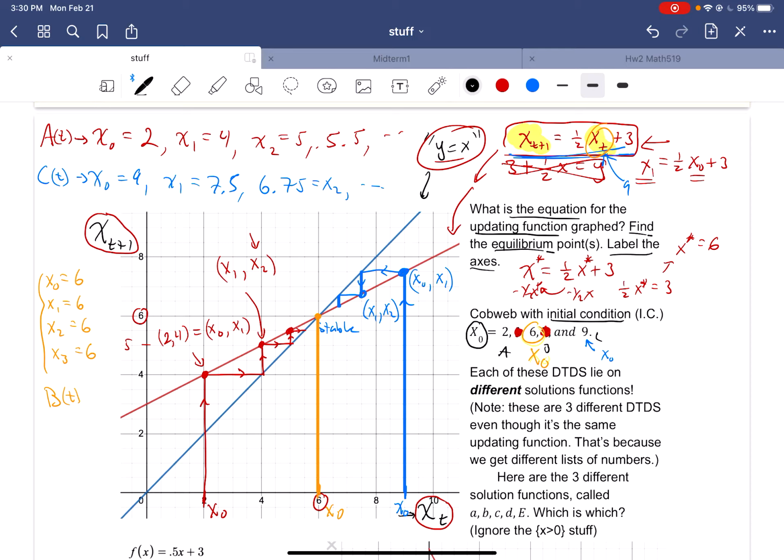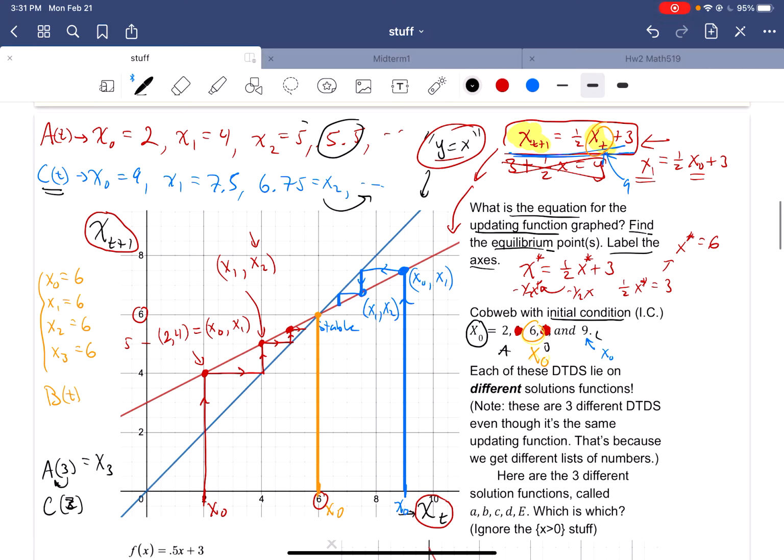So, in other words, when I say I have a solution function for this data, that means if you tell me t, so like for example, if t was 3, and I plug it into my solution function, the output is x subscript 3, which in this case is 5.5. Okay. Whereas c of 3, that output would be whatever the next one is here. Oh gosh, you know what? Let's just do, we can figure this out. What is c of 3?